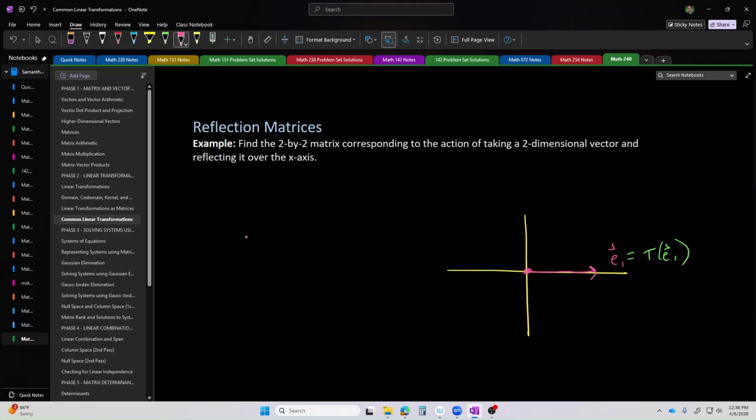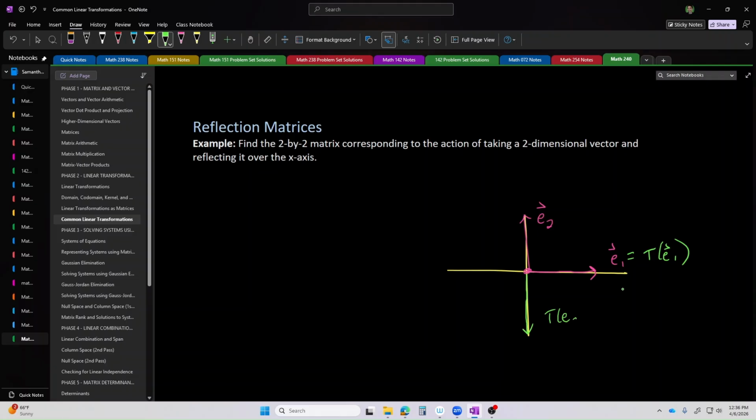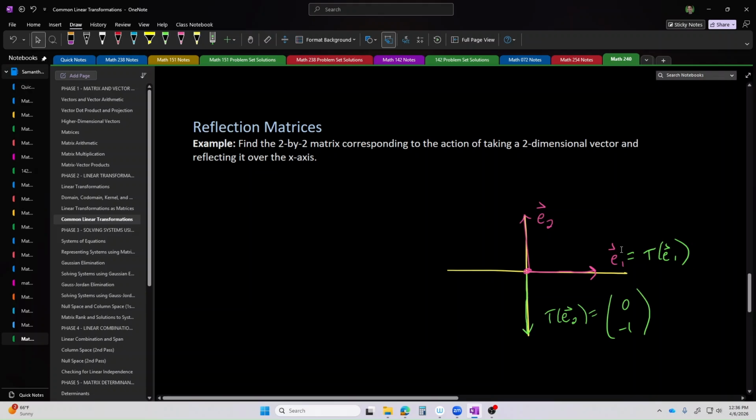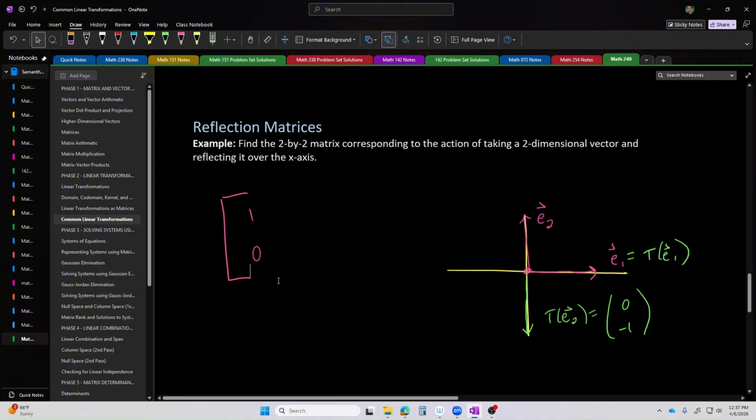However, if I consider what happens when I take the standard basis vector E2 and apply this reflection action to that vector, that E2 vector is going to flip down into the negative y direction. And it's going to turn what used to be a positive y component into now a negative y component, 0, -1. So the matrix representing this particular reflection in two-dimensional space would be t applied to E1, 1 in the x direction, 0 in the y direction, and then t applied to E2, which gives us a result of 0, -1.